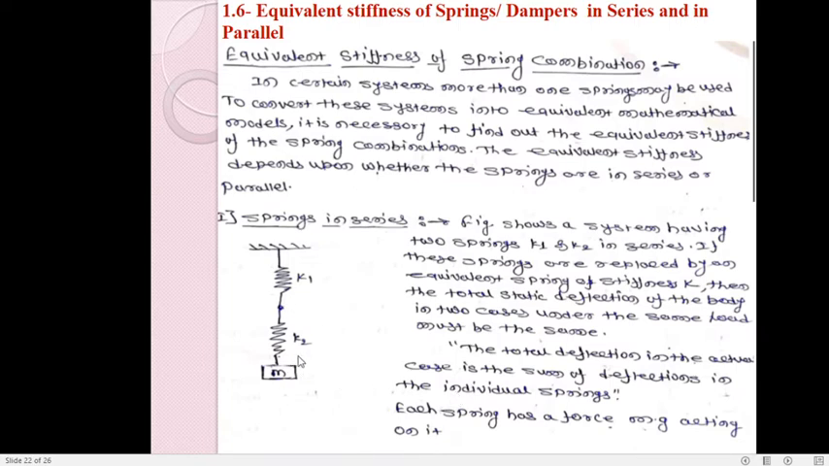Because of whatever force we apply on this mass, these two springs will show their own deflection. Suppose the first spring, which we have shown as K1, and the second spring, K2, suffer their own individual deflections because of the applied force. Suppose this one deflects by delta 1 and this one deflects by delta 2. Then the total deflection of this system will be equal to the sum of the deflections of these two springs.